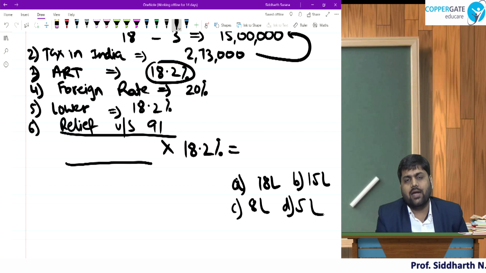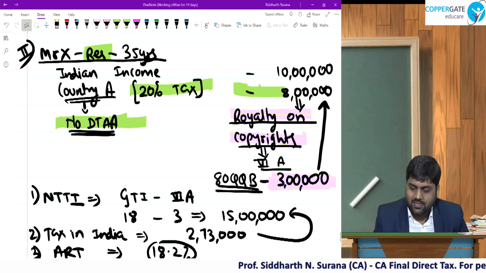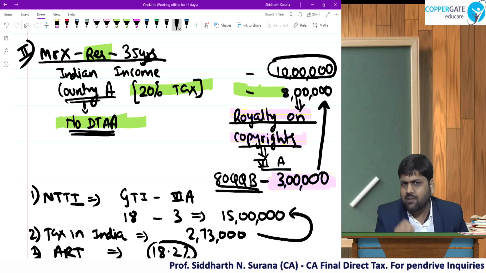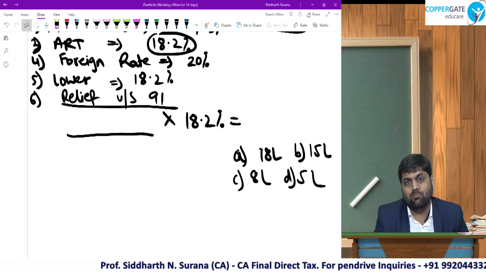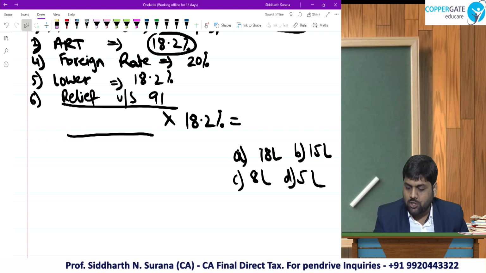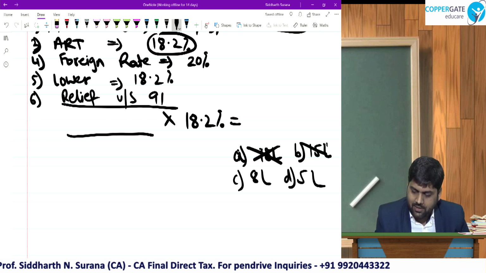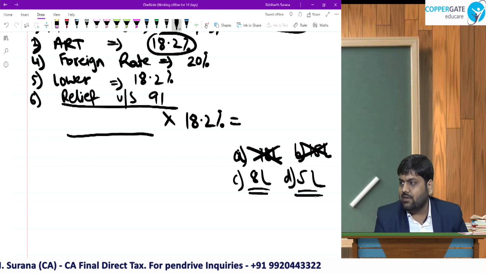This is the question right in front of you. If we want to do good in MCQs, there is a theory called the theory of elimination. Any answer which is definitely the wrong answer, cancel that answer. If you observe the incomes, under all circumstances, this 10 lakh of Indian income will definitely not be eligible. Both 18 lakh and 15 lakh include that 10 lakh, so 18 and 15 are eliminated. And finally, the options are between 8 lakh and 5 lakh.